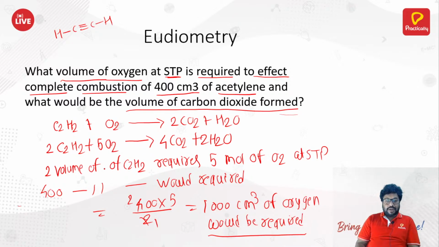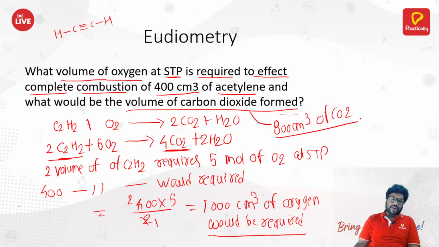The CO2 form is already given there. See, 2 volume of acetylene is giving you 4 volume of CO2. Then 400 centimeter cube or 400 volume of acetylene will give you what? Twice of it, no? It would give you 800 centimeter cube of CO2.